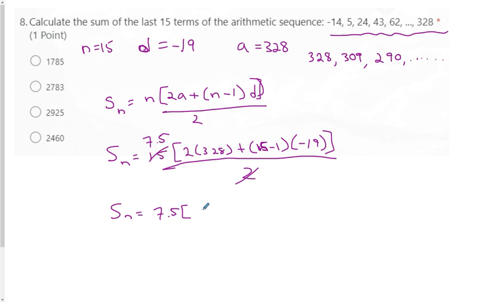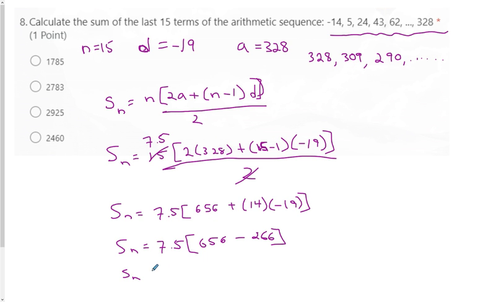and then 2 times 328 is 656. 15 minus 1 is 14, times negative 19. Fourteen times negative 19 is going to be negative 266. So we finish up in the brackets, we subtract those, we multiply by 7.5, and we're going to get 2,925, which is right here.